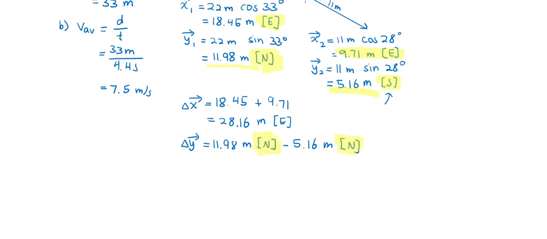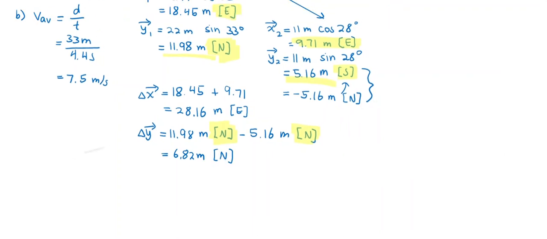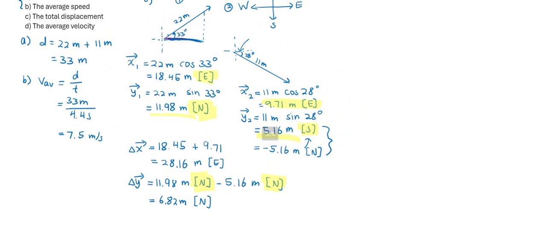So what we did is you can also, if you want to, in this step, just put negative in front. Since north and south are opposites, you just want to flip the sign in front. So you can also do it like this. So now once you subtract these, we'll get 6.82 meters north. And there we go. So you have the x and y components.